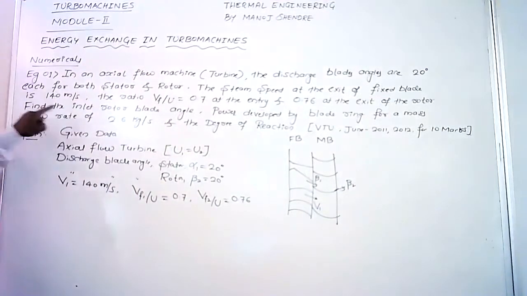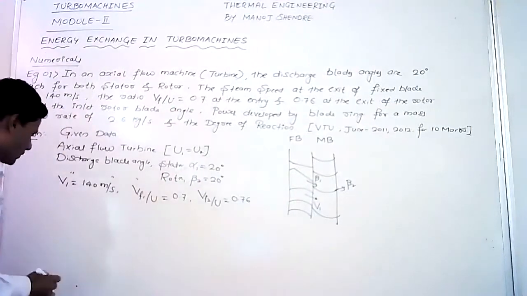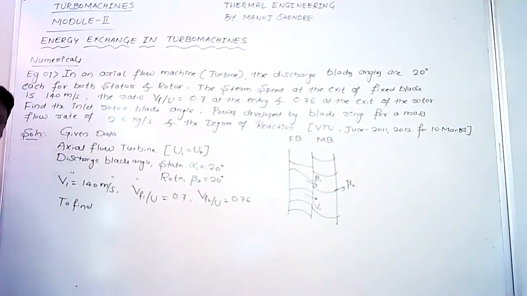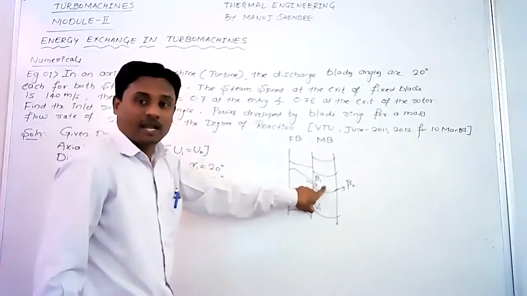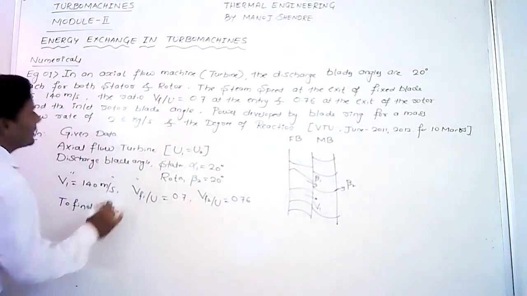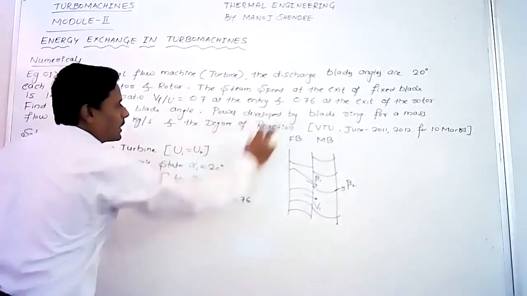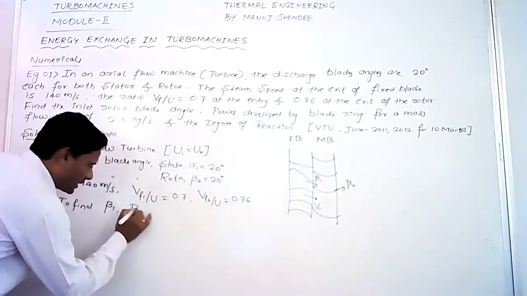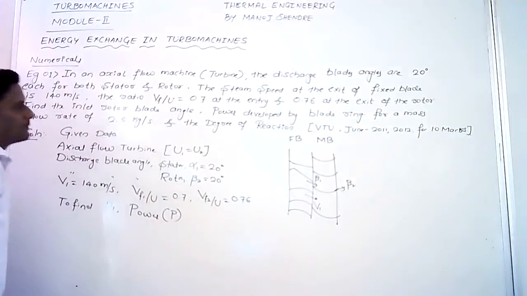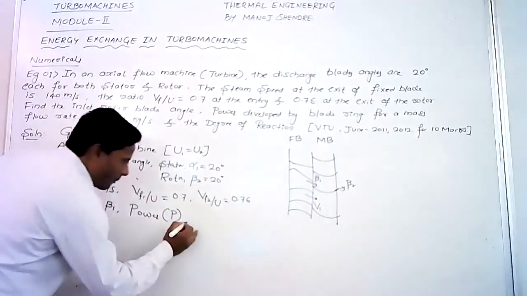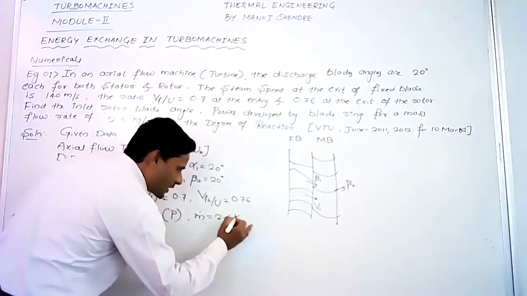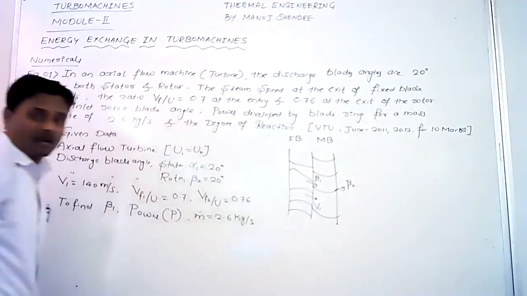Find the inlet rotor blade angle. What is to be calculated? The inlet rotor blade angle, which is beta 1. So beta 1 is to be calculated. Next, the power developed by the blade ring, that is P, for the mass flow rate m dot equals 2.6 kg per second.